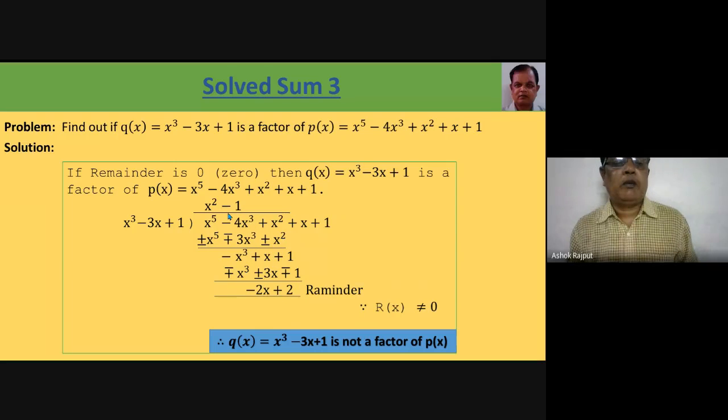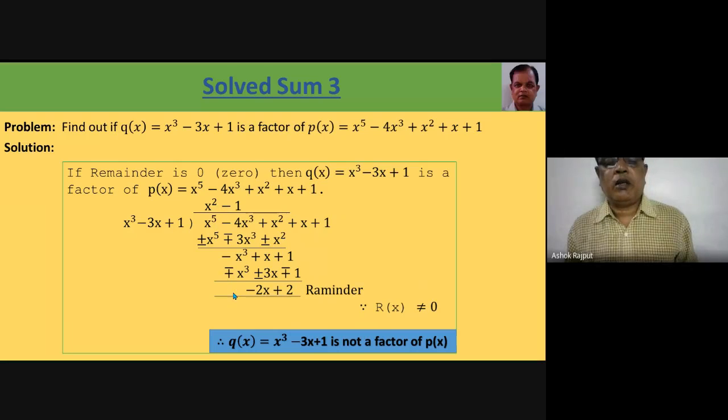So first we multiply this by 1, then minus x cube plus 3x minus 1. When we are going to subtract, then we change the sign. It has changed: plus becomes negative, minus becomes plus. Now we are seeing it is equal and opposite, so it is cancelled. Here we are seeing the negative value is greater, so we will find the difference. It is 3x minus x, which is minus 2x, and 1 plus 1 is 2, the remainder.